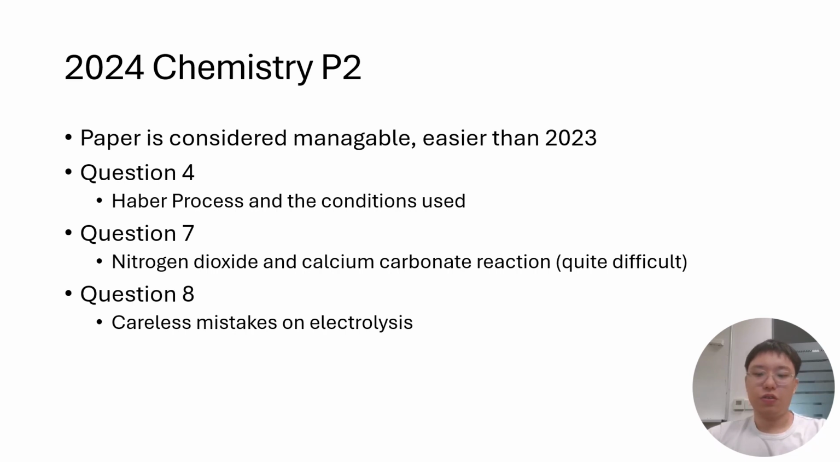For question 7, it was about removing pollutants, and the part question which I found most difficult was the one about the nitrogen dioxide and calcium carbonate reaction. It was the chemical equation and I found it pretty difficult to balance. Only after checking the answer sheet, then I realized that there were three products instead of two products, and therefore the question was more difficult than I thought. And I think if such a question came out, I would be prepared to give up the marks on that. For question 8, I made careless mistakes on the electrolysis questions again. So this is a part that I must watch out for and revise more on.